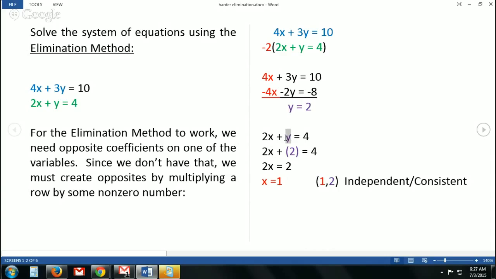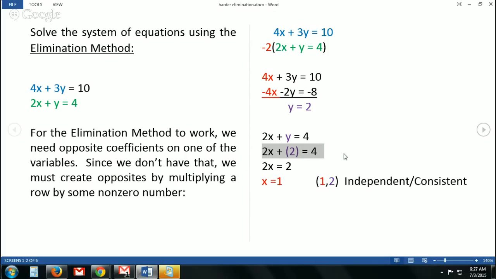When I put 2 in the place of the y that is here, it gives us 2x plus 2 equals 4. If I subtract 2 from both sides, I have 2x equals 2. And then when I divide both sides by 2, I have x equals 1. So the solution for our system of equations, the x value is 1, the y value is 2. Let's write an ordered pair, x first, y second. The point (1, 2) is our solution.